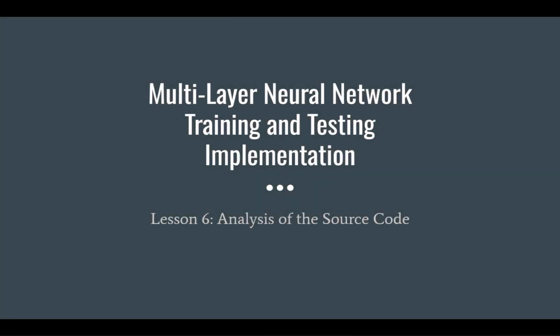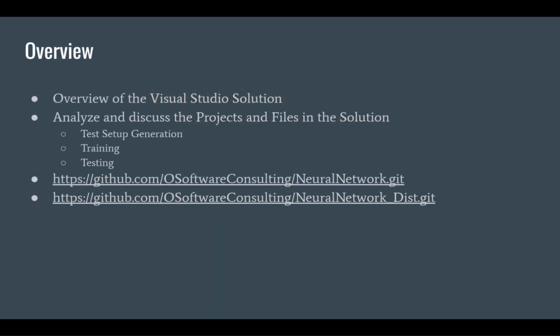Welcome back to the course, Multi-Layer Neural Network Training and Testing Implementation. This is Lesson 6, where we will discuss in detail the source code implementation of the training and testing presented in previous lessons. In this lesson, we will analyze in detail the C# source code that implements the training and testing presented earlier in the course.